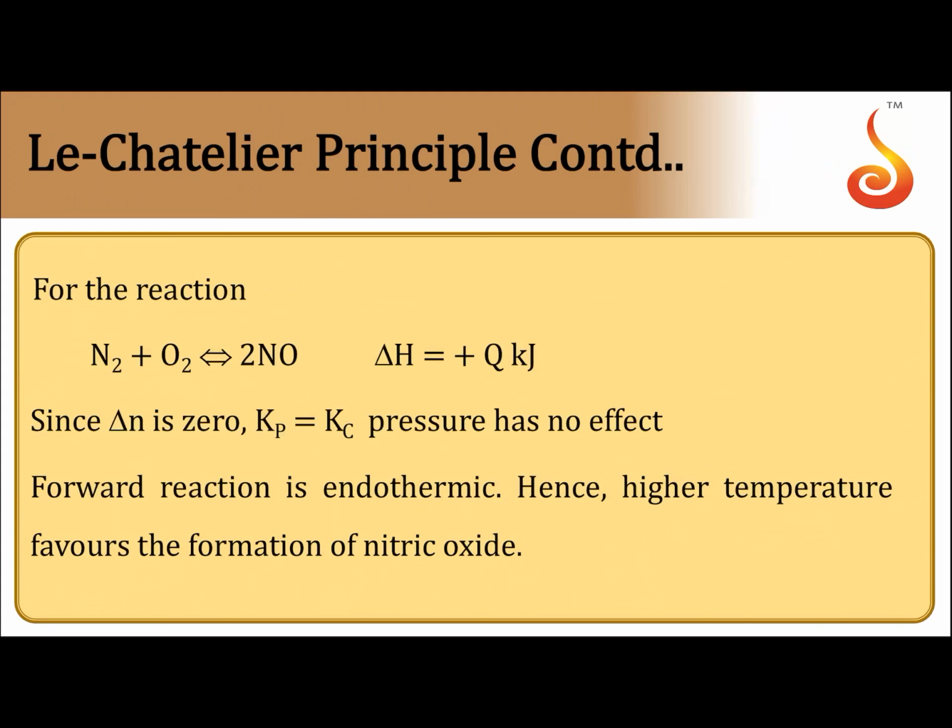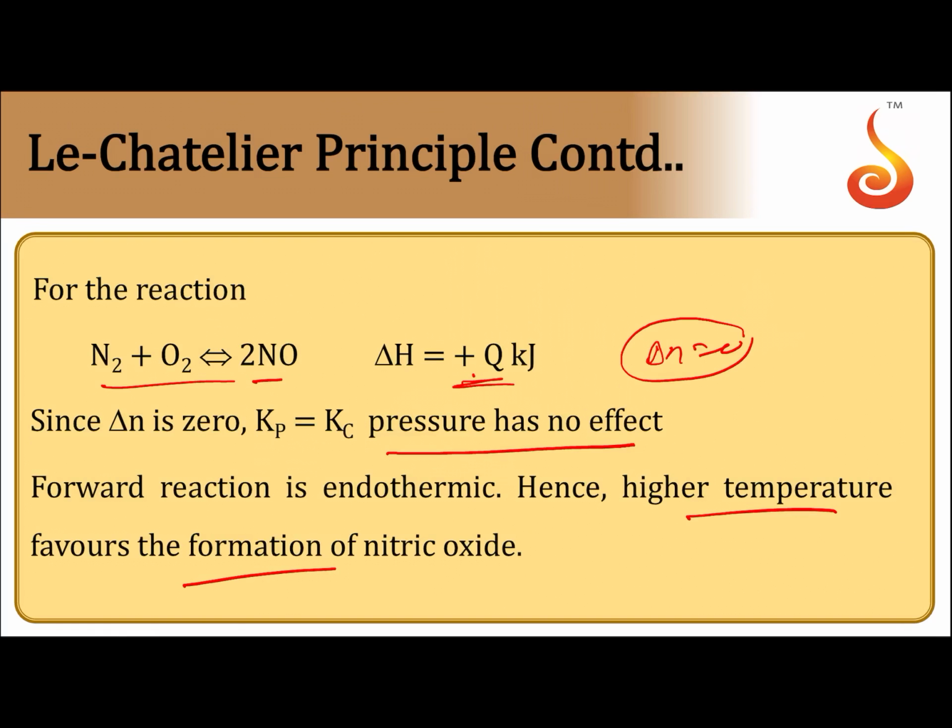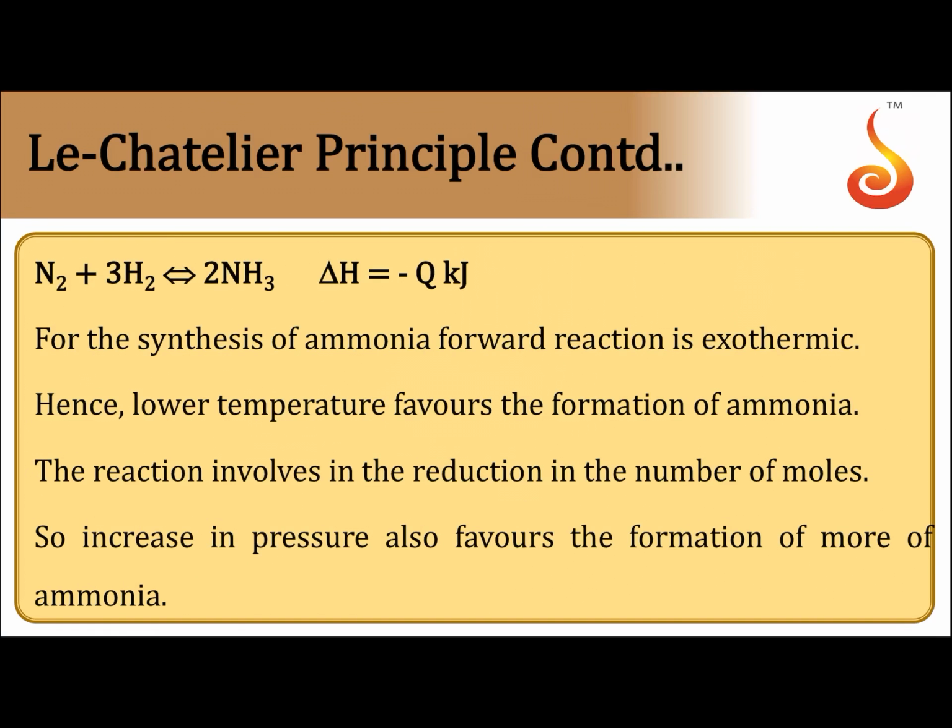Now examples of Le-Chatelier's principle. Take the formation of nitric oxide: the reaction is endothermic in nature, and here delta n is equal to 0, which means there will not be any effect of pressure. Delta H is equal to plus Q, which means an endothermic reaction. Therefore, at higher temperature it moves in the forward direction.